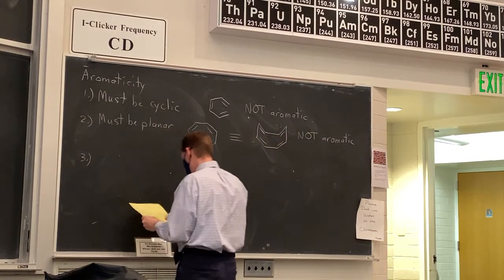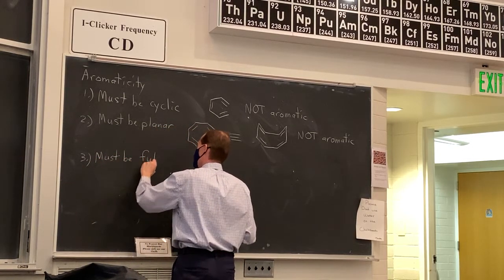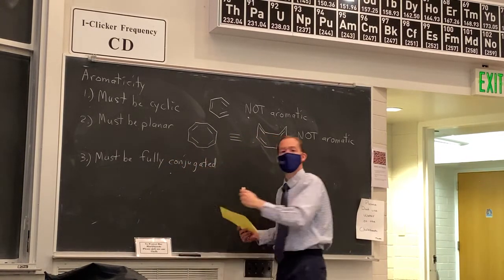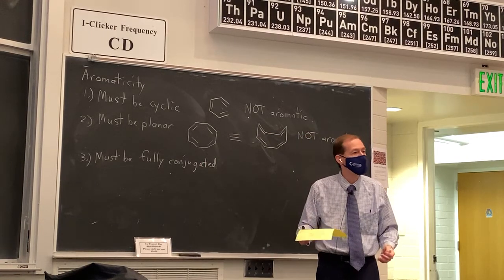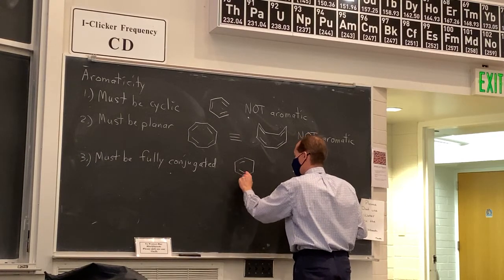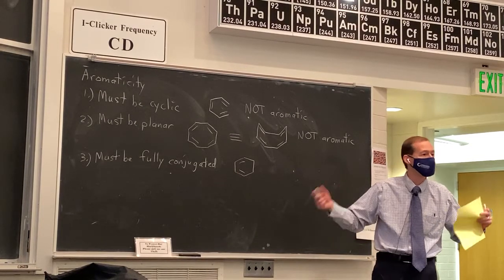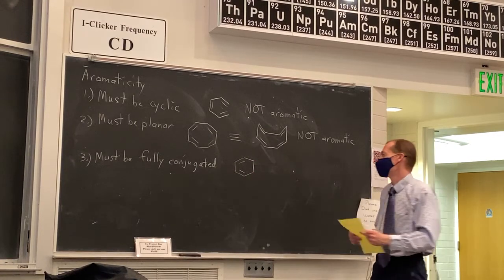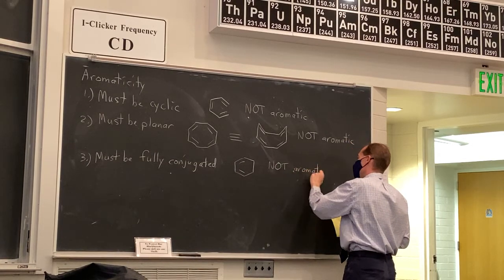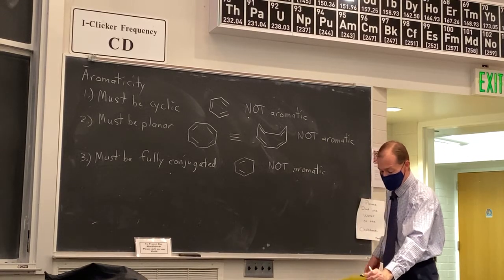Okay? Our third point, the molecule must be fully conjugated, meaning that every atom in the ring must be sp2 hybridized. So 1,3-cyclohexadiene is not fully conjugated. It's conjugated, but not fully conjugated because we have sp3 carbons in the ring. So 1,3-cyclohexadiene is also not aromatic. We can tell that by looking at the resonance energy. The resonance energy is way too low for it to be aromatic.